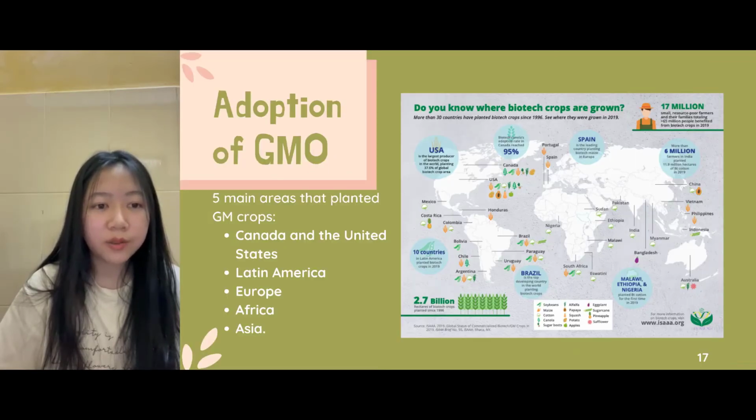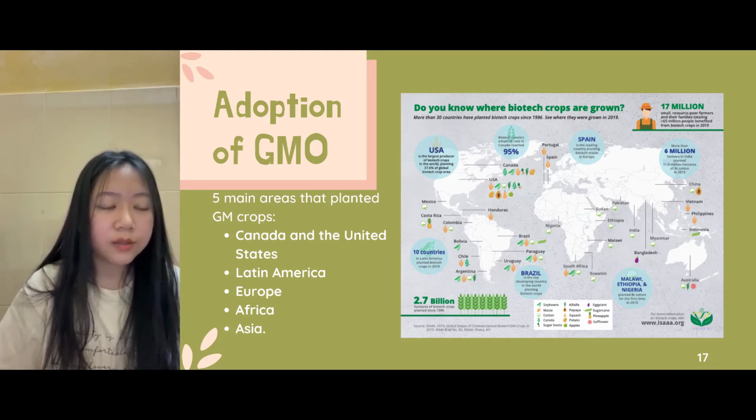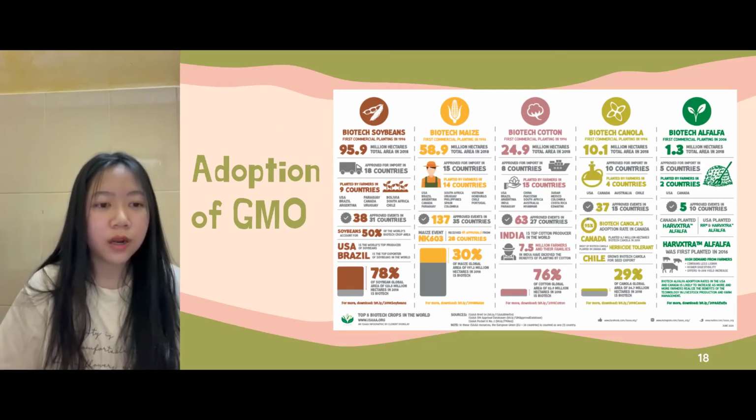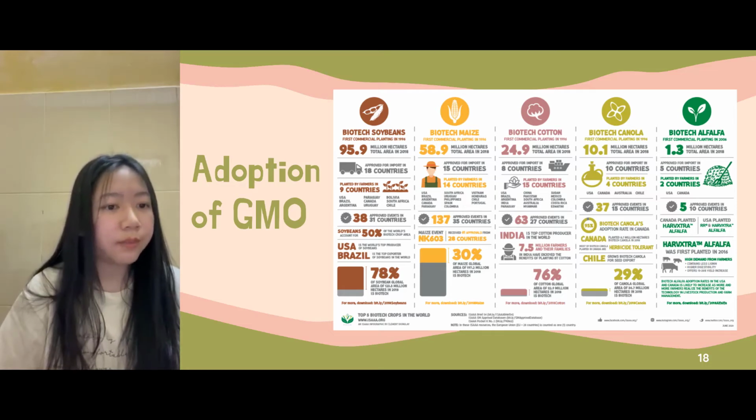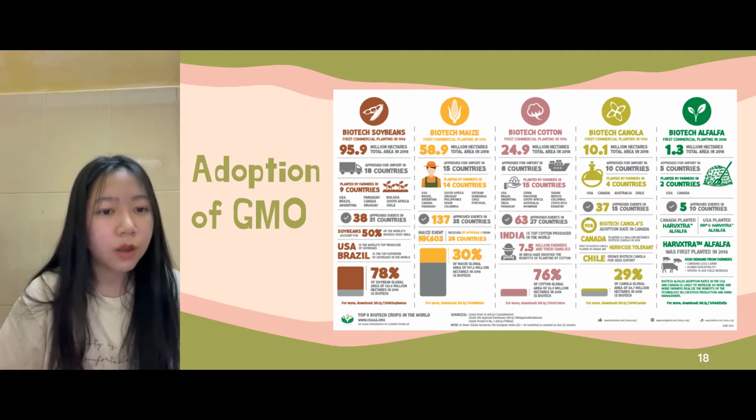There are 5 main areas that planted GM crops: Canada and the United States, Latin America, Europe, Africa, and Asia. Whereas the United States is the largest producer and Latin American countries are powerhouse producers. This is a guide to where GMOs are being rolled out and reviewed for approval around the world, and the top 5 biotech crops, with soybean being the one that takes up the largest growing area, approved for import in 18 countries and planted in 9 countries.